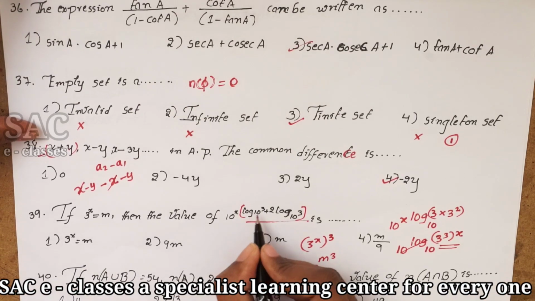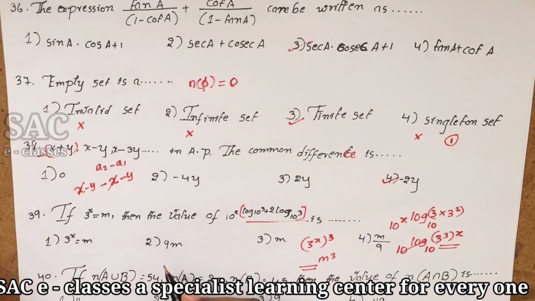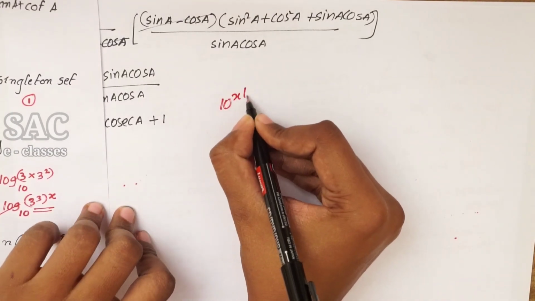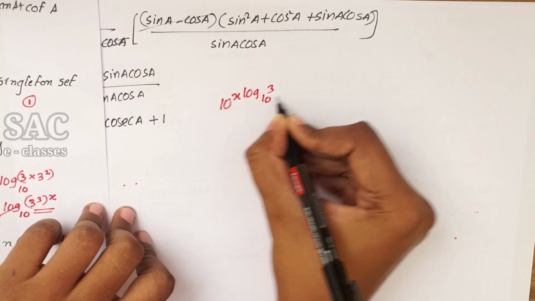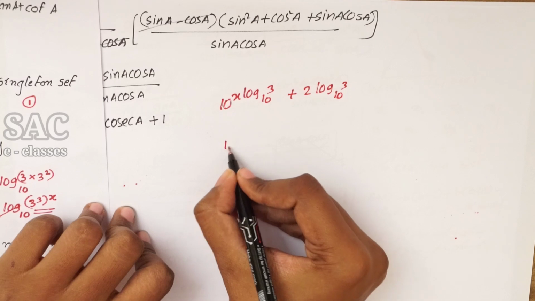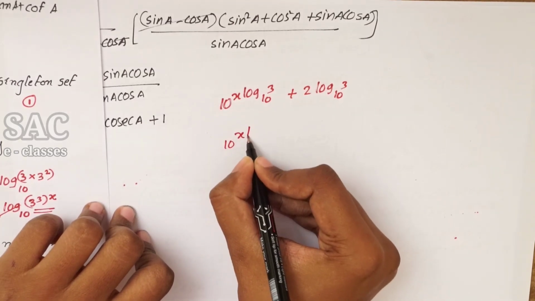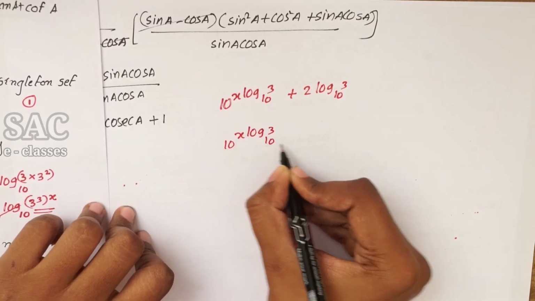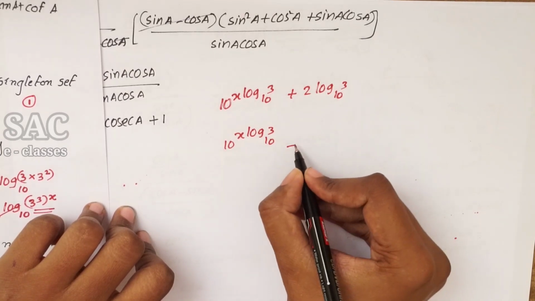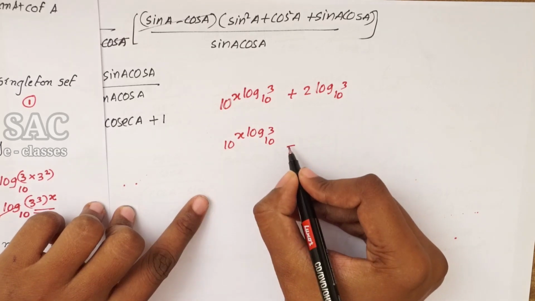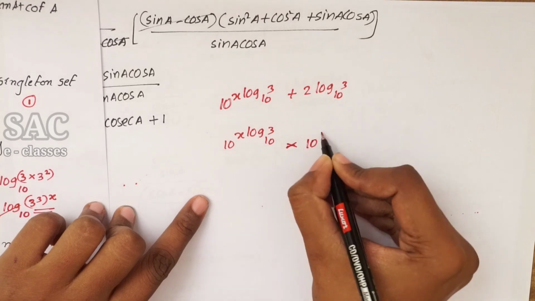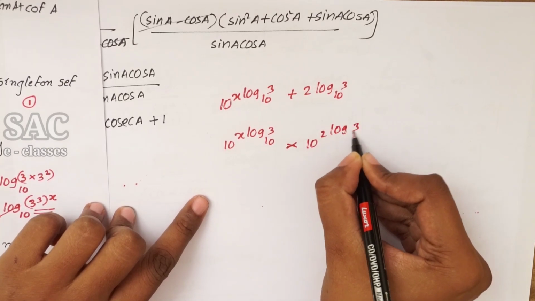Maybe the bracket is only for x, which means we can do it this way. Let's see this: 10 to the power of x log 3 to the base 10 plus 2 into log 3 to the base 10. We know that a power m plus n can be written as a power m into a power n. That's why it is 10 to the power of x log 3 to the base 10 into 10 to the power of 2 log 3 to the base 10.